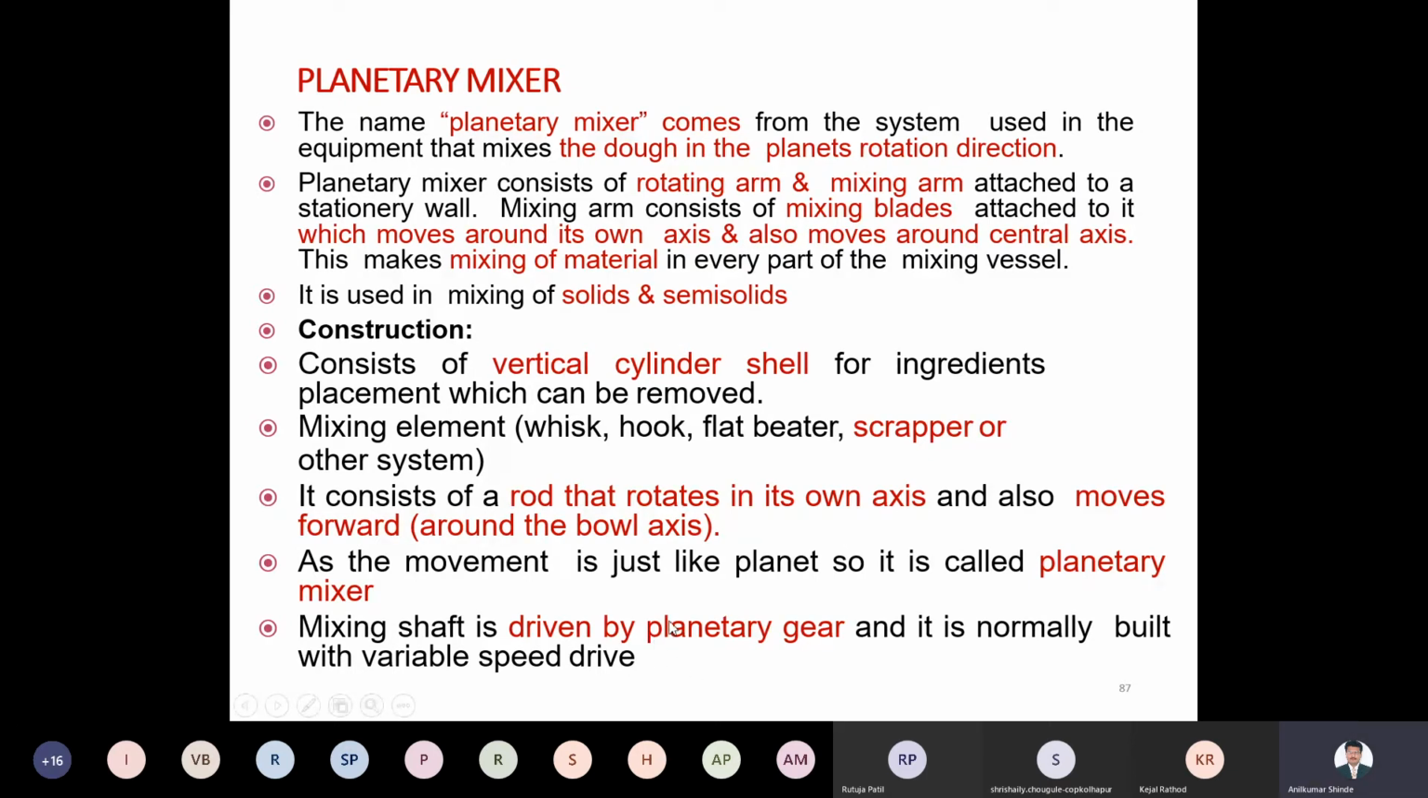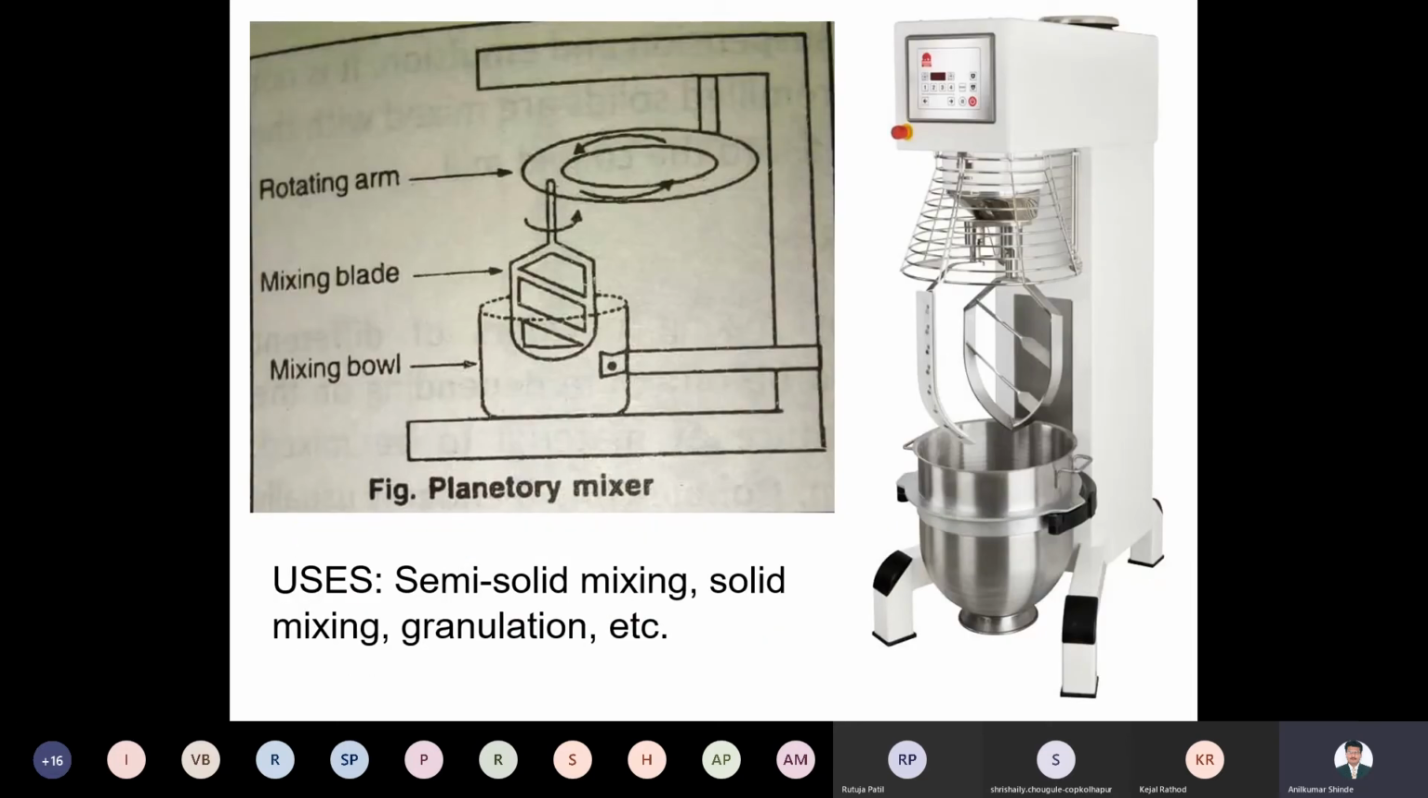The movement is just like a planet, that's why it is called a planetary mixer. The mixing shaft is driven with planetary gears at various speeds of rotation, and the gears are attached to the motor. This is a different design. It is used for semi-solids, for the preparation of granulation, and for the preparation of ointments.